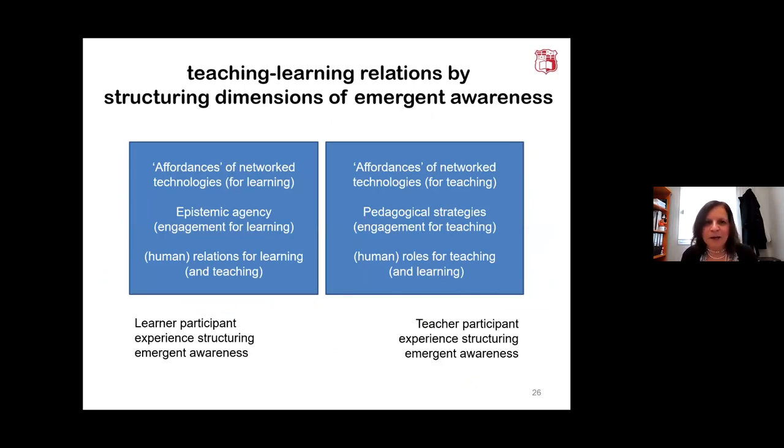From the learner's perspective, a critical dimension was the affordances of network technologies for learning, and for the teachers, for teaching. For the learner, there was the critical dimension of the epistemic agency and the engagement for learning, whereas for the teachers, it was the pedagogical strategy, the idea of setting out the epistemic tasks for learning. And from the learner's perspective, there were the human relations for learning. And from the teacher's side, there were the human roles for teaching and learning.